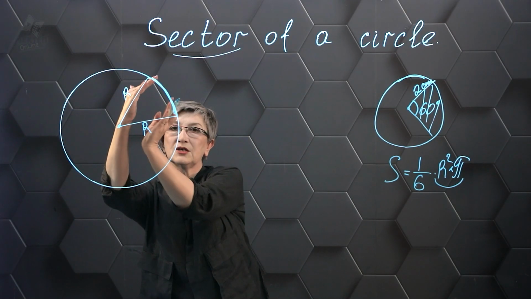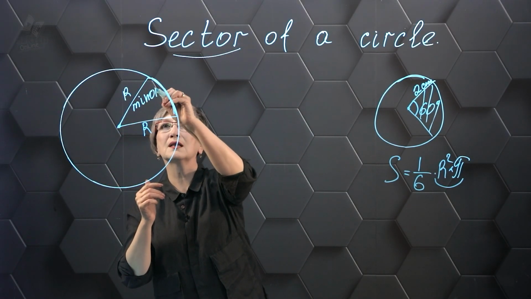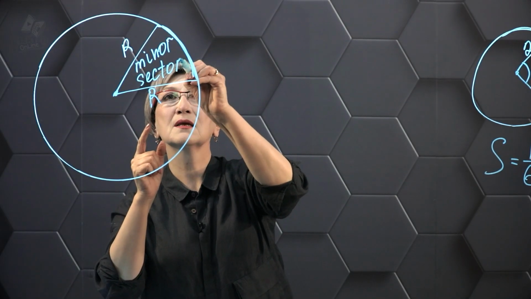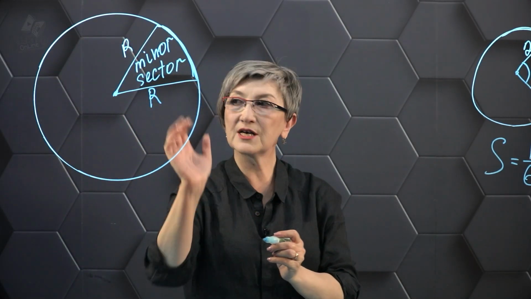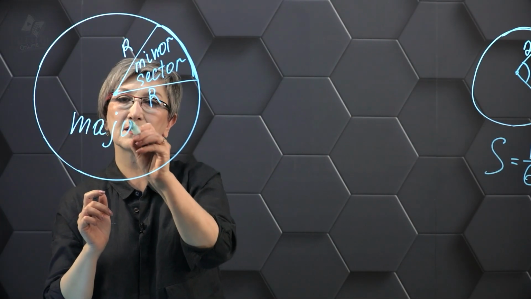So in this figure, I'm going to write that this is a small sector. And the rest of the circle is called the large sector.